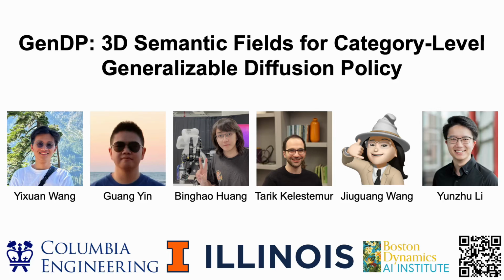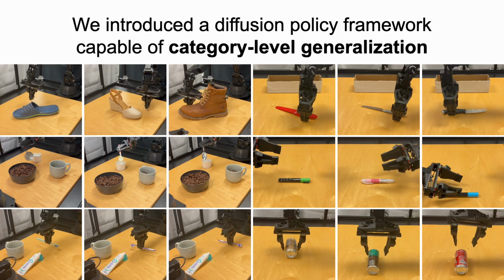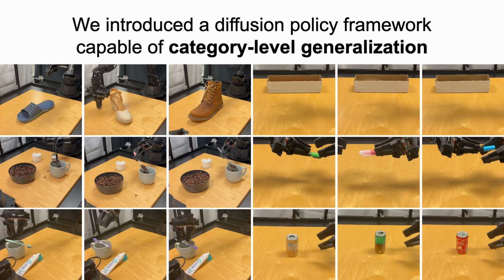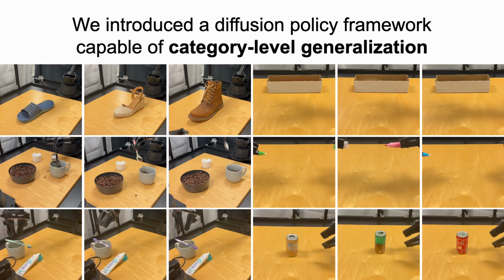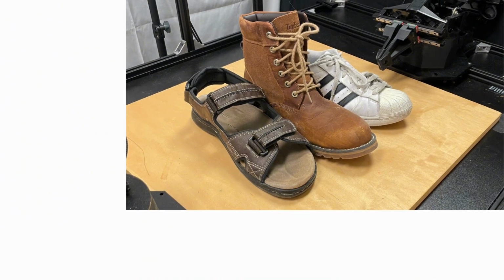I'm glad to introduce GenDP, 3D semantic fields for category-level generalizable diffusion policy. In this work, we introduced a diffusion policy framework capable of category-level generalization, as shown by the diverse set of tasks and objects. For example, we use these three shoes to train the shoe aligning task.